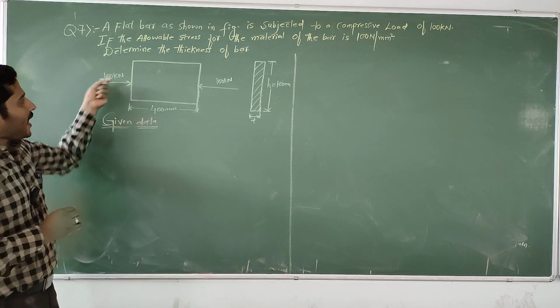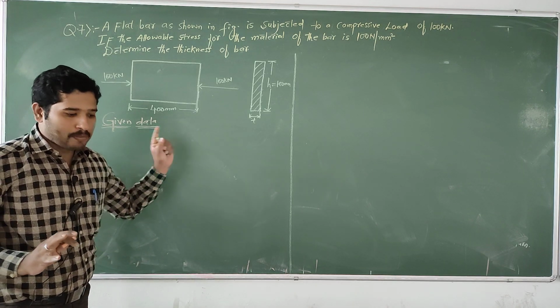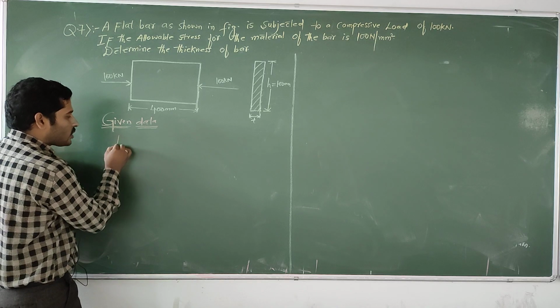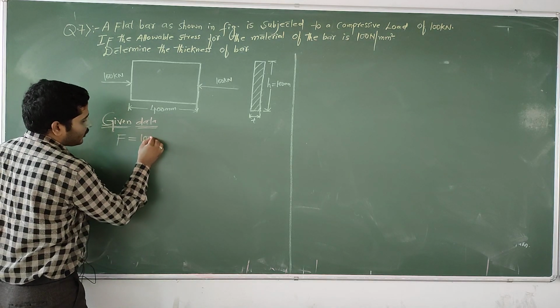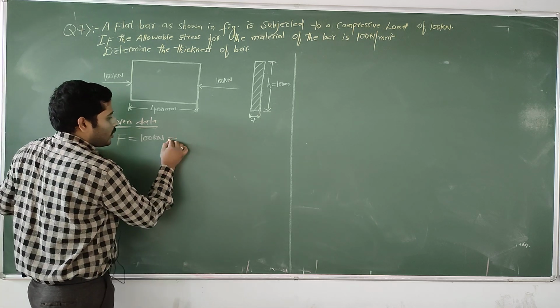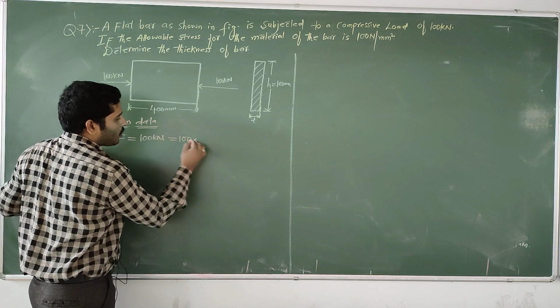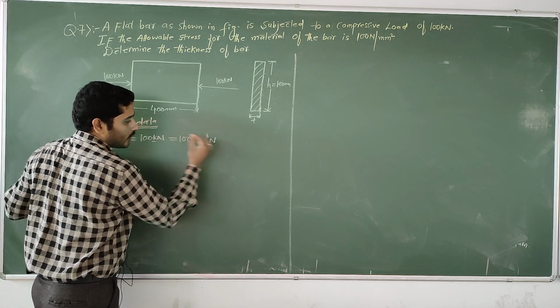So which load is acting here? Compressive force is acting on this bar. Is it right? The force is equal to how much? 100 kilo Newton. 100 kilo means 10 power of 3 Newton.